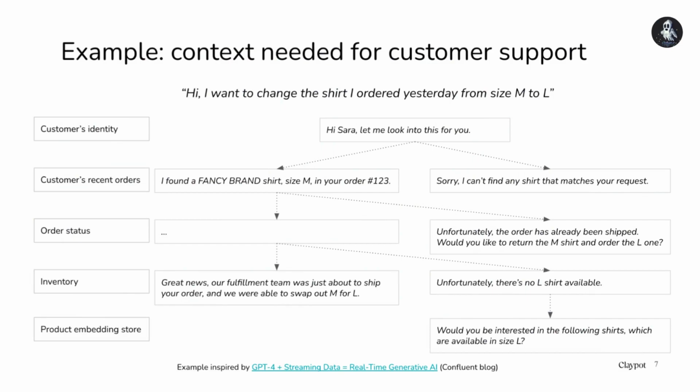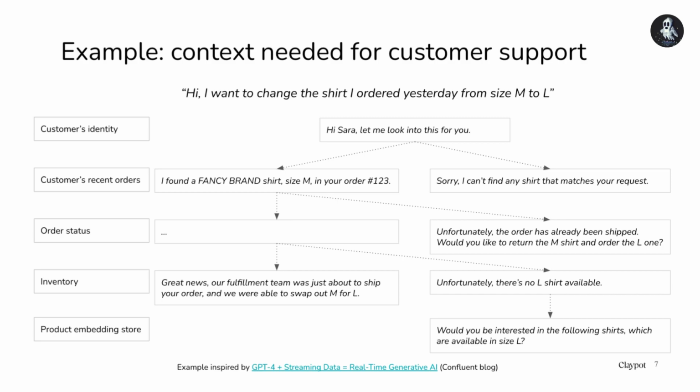Okay, so similarly, if you see this diagram on my screen, here it looks like, hi, I want to change the shirt I ordered yesterday from size M to L. Okay, so this is a prompt that I want to use. So what would happen then? The chatbot says, hi Sarah, let me look into this for you. This is the ChatGPT response or the chatbot response. And then the chatbot would give me these kinds of responses as it has the history about me or the product information. Because here I gave it the product information as well.